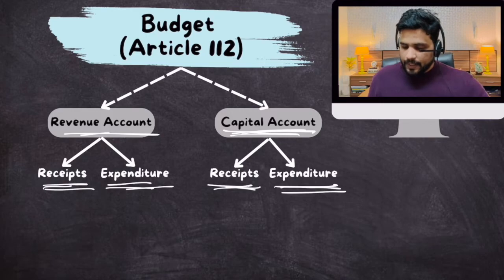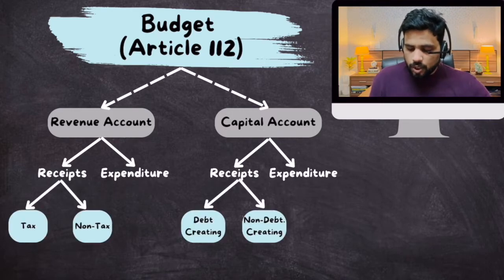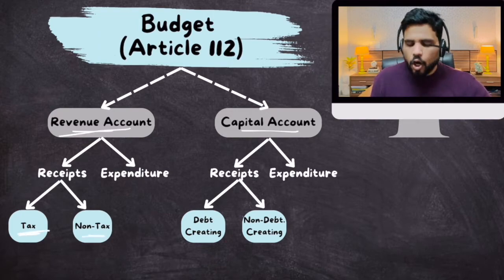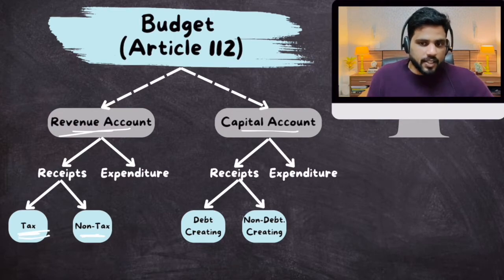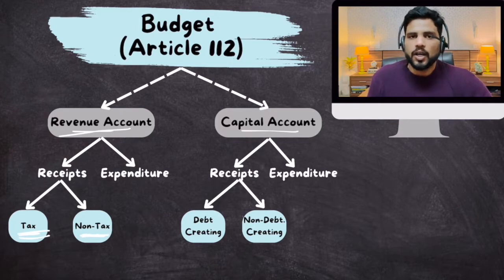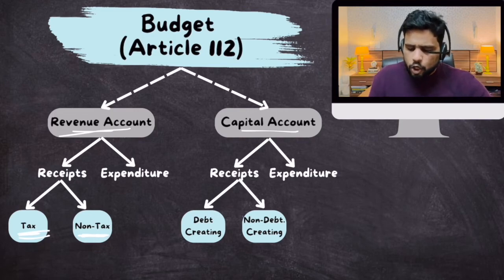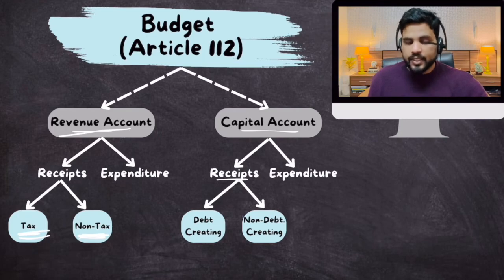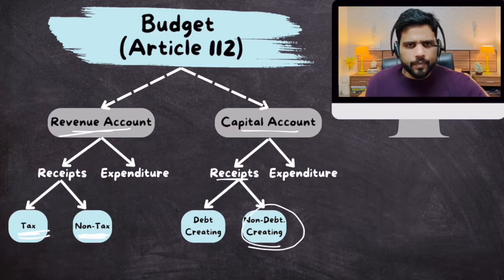The thing is that receipts in both revenue account and capital account are also subdivided. Revenue receipts are divided into tax and non-tax, because the government receives money through tax, and there are some non-tax revenues also coming to the government. So those are categorized under non-tax revenue receipts. Then there are some capital receipts also. Some of them are debt taken by the government, but some capital receipts are non-debt creating. We'll talk about them.